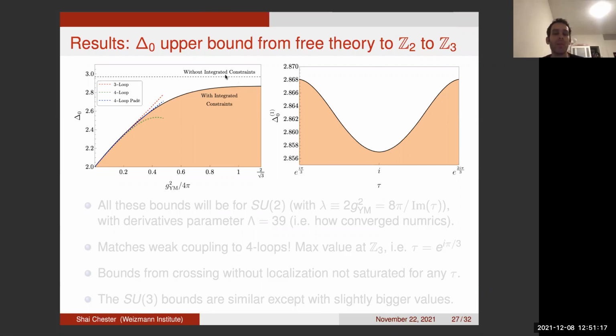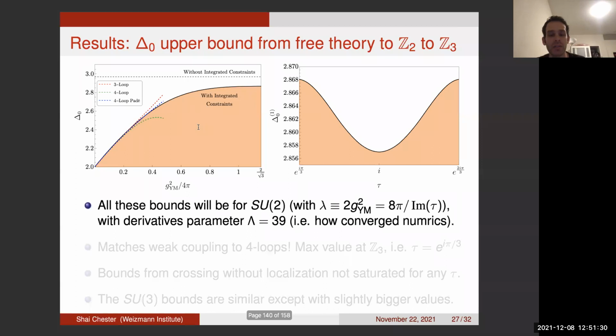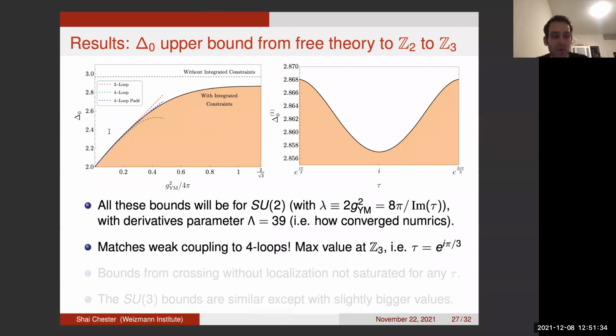So that means the upper bound you were getting without the integrated constraints is never saturated by the physical theory. The really nice thing about this plot, though, I should note this is for the SU2 theory, although we also have similar plots for SU3, and you could even do higher if you really wanted. If you compare it to the weak coupling estimate for this lowest dimension scalar, which is called the Konishi in weak coupling, you see that it very beautifully saturates this bound in the weak coupling regime.